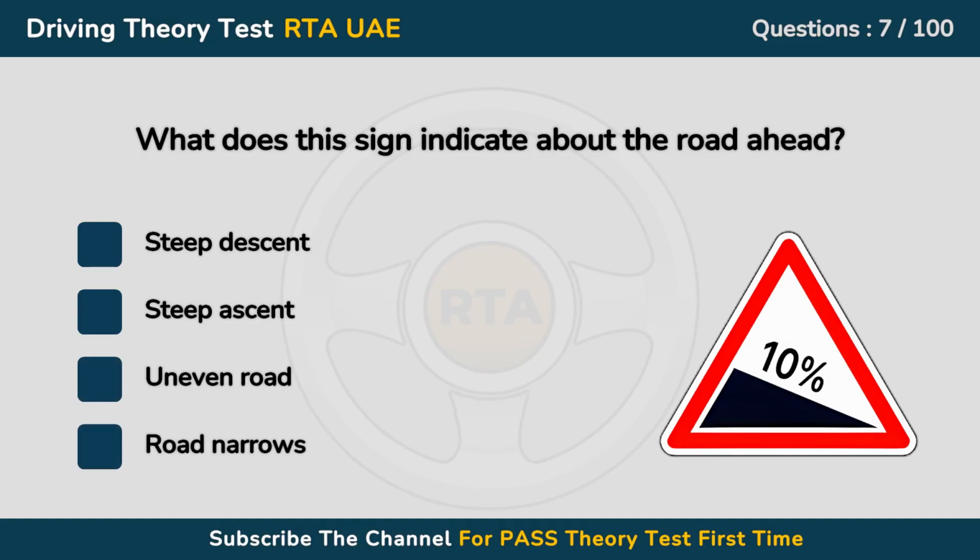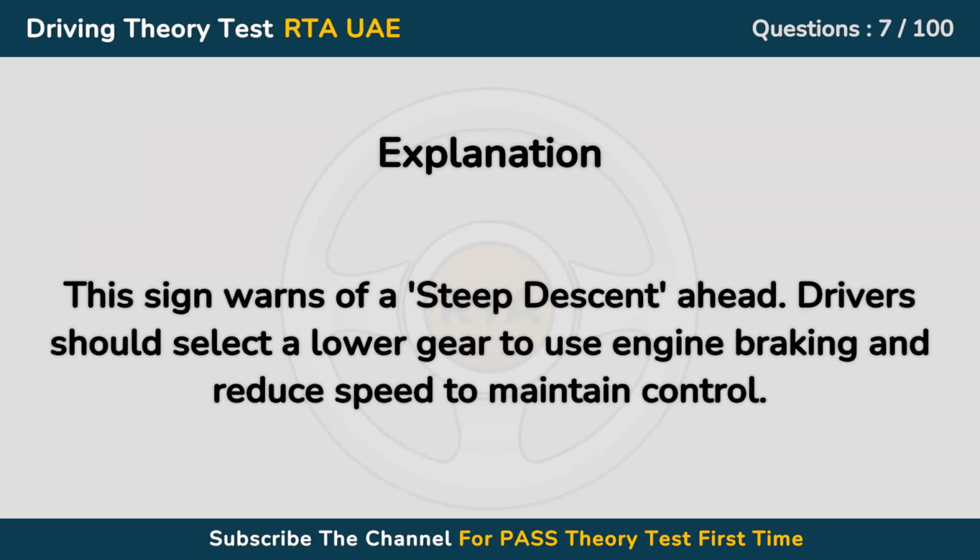A. Steep descent. B. Steep ascent. C. Uneven road. D. Road narrows. Answer is A. Steep descent. This sign warns of a steep descent ahead. Drivers should select a lower gear to use engine braking and reduce speed to maintain control.